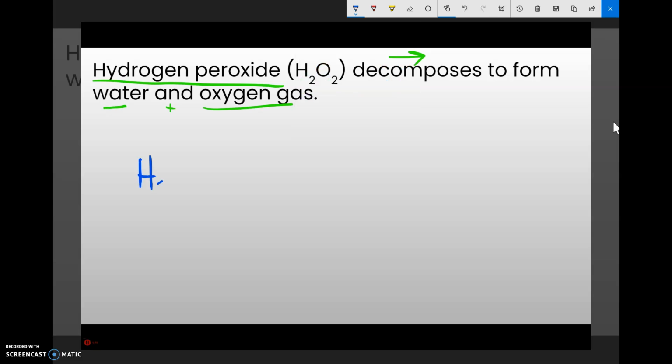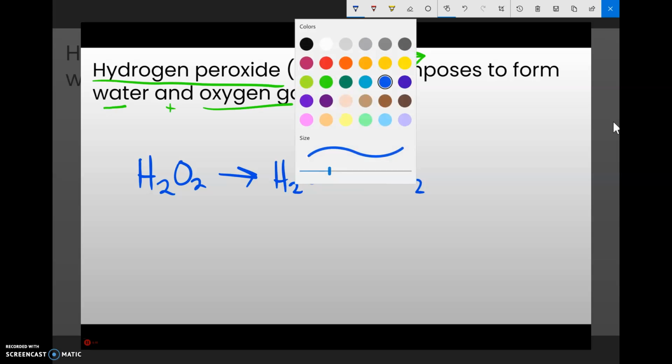Hydrogen peroxide is H2O2, decomposes to form water, which is H2O, plus oxygen gas. Now, the gas is just telling us what state of matter the oxygen is in. You don't need to worry about that in an equation. But we do need to ask ourselves, is this a diatomic? And the answer is yes, so we're going to put a 2. Okay, now let's go ahead and balance this.